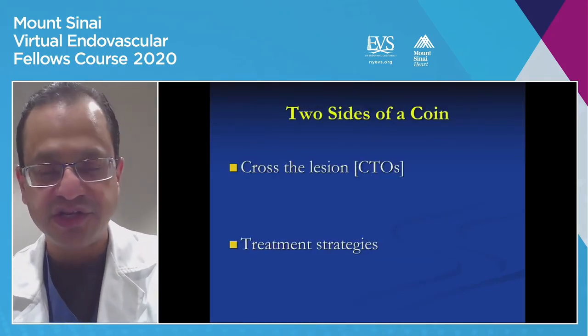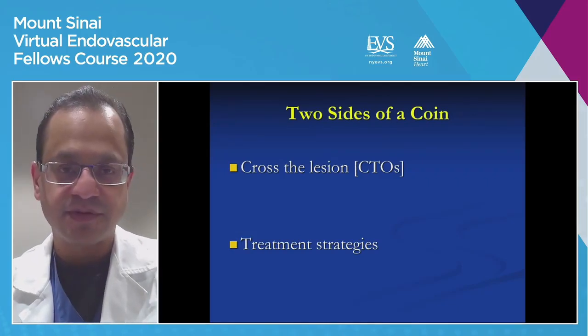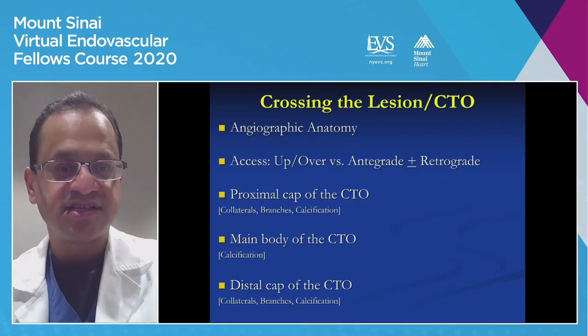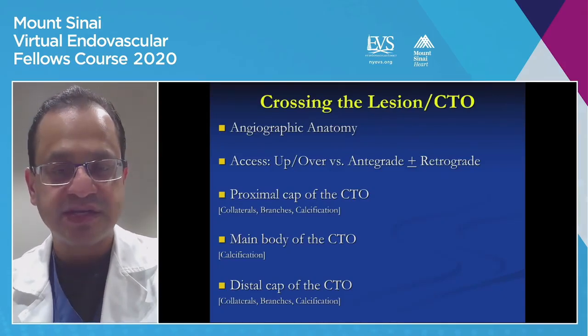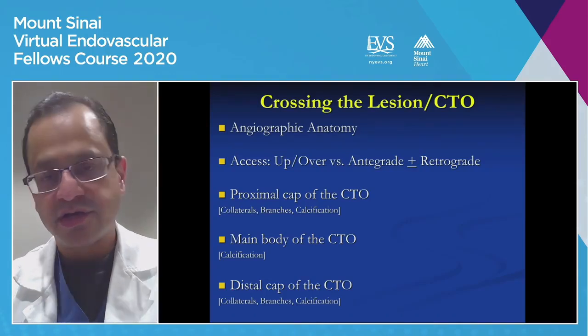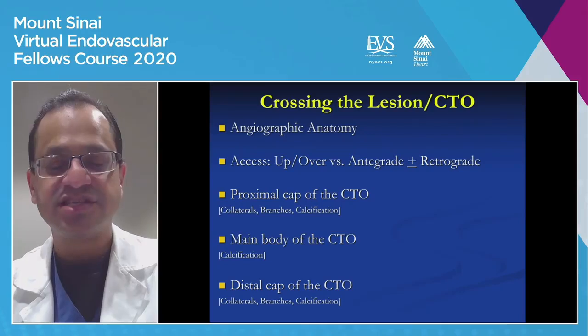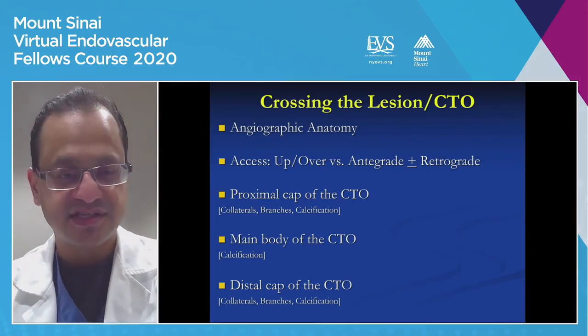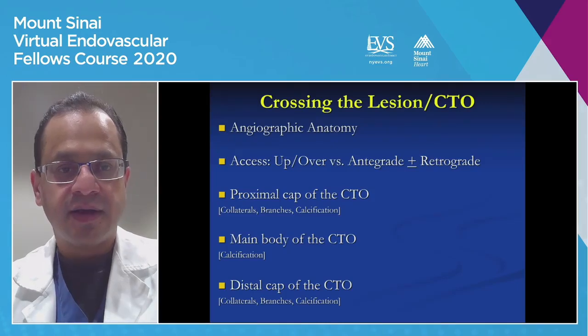So there are two sides of the coin when we talk about endovascular. One is how do you cross the lesion and the CTO, and the next thing is what treatment strategies you have available. So again, assess the anatomy, usually up and over. Certain cases you have to use antegrade, and always keep the retrograde option open because sometimes the CTOs are easier to cross and it increases your success. Define the cap as well as the main body.